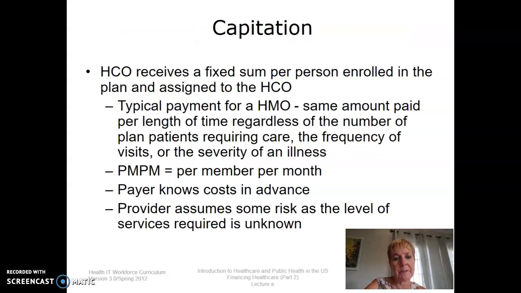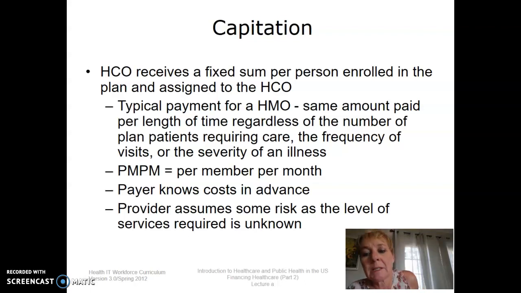Capitation, here's the official definition, so you don't have to listen to me anymore. The healthcare organization gets a fixed sum per person enrolled in the plan and assigned to that HCO. So a typical payment is the same amount paid per length of time regardless of the number of plan patients requiring care, the frequency, or the severity of illness.